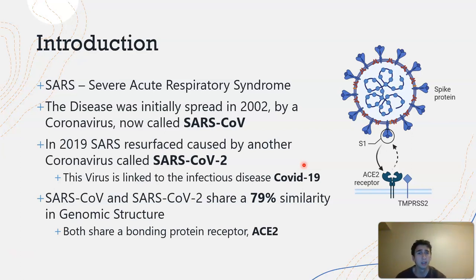The disease was initially spread in November of 2002 by a coronavirus now known as SARS coronavirus or SARS-CoV. In 2019, SARS resurfaced, caused by another coronavirus called SARS coronavirus 2. This time, it wasn't called SARS; the disease was instead called COVID-19. SARS coronavirus and SARS coronavirus 2 share a 79% similarity in genomic structure. Both share a binding protein receptor called ACE2.